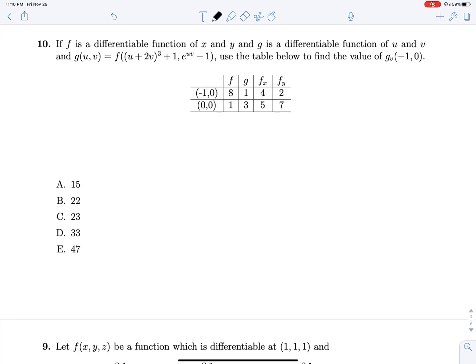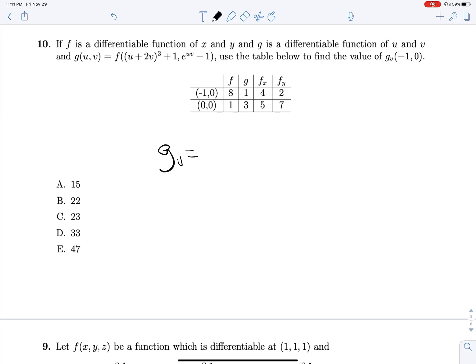Oh, I love these where they give us everything we need in a nice little table. So we are supposed to use the table below to find GV. Well, what's GV going to be equal to? We see that GV is a function composed of, GV is equal to f of this guy, comma this guy. And so we can kind of pull this out here.